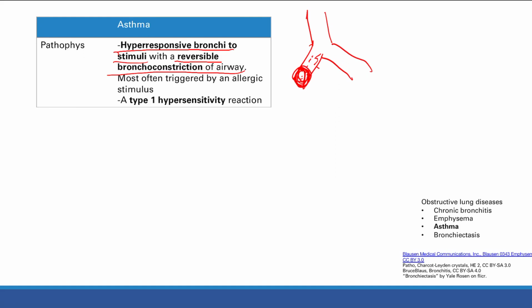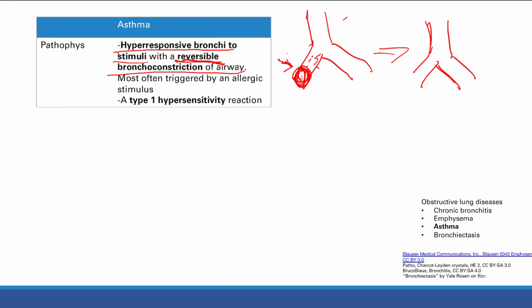And if it constricts, then air is not going to come out very well, okay? So that's a bronchial constriction. And the key word here is going to be reversible. When the stimulus goes away a little bit, eventually they go back to normal, okay? Now they're back to normal. They have normal bronchi, they don't have any obstruction.